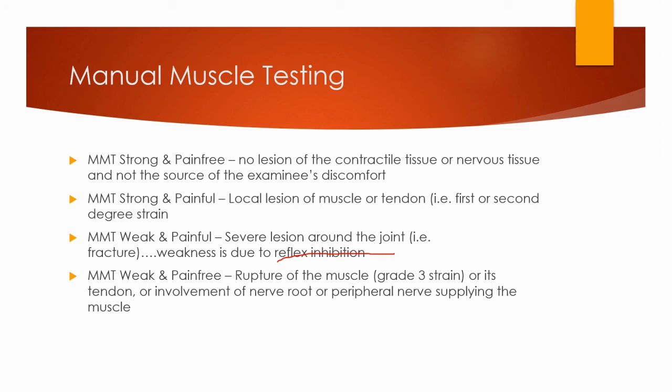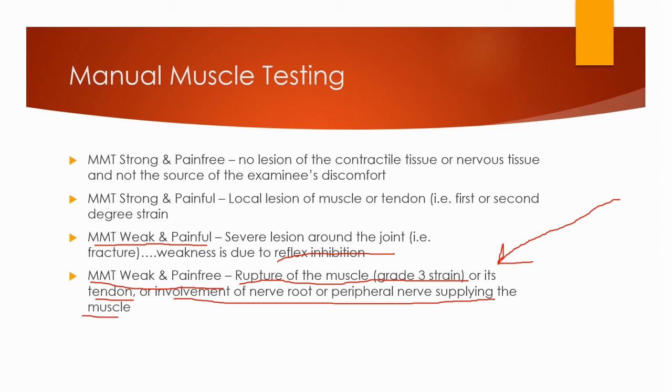And remember, the AMA guides tell us that in the presence of pain, findings on manual muscle testing are disqualified and do not qualify for permanent impairment. On the other hand, manual muscle testing that is weak and pain-free, this does qualify for impairment according to the AMA guides, because when the examinee is weak and provides testing in the absence of pain, this tells us that there's a bona fide injury, such as a rupture of the muscle, such as a grade 3 strain, or its tendon, or involvement of the neurologic structures, such as a spinal nerve root or the peripheral nerve that supplies the muscle, and it's this category that qualifies for permanent impairment.